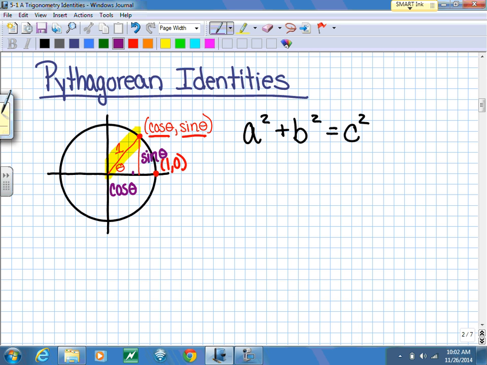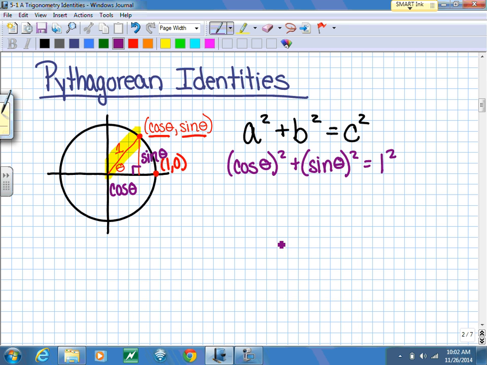Well, now I have a right triangle sitting in here in my circle with a hypotenuse of 1. And then if I think back to my Pythagorean theorem, where a squared plus b squared equals c squared, this is telling me that if I were to take cosine theta squared plus sine theta squared, I'm going to get 1 squared. And what this is telling us here is this is what's called our Pythagorean identity.